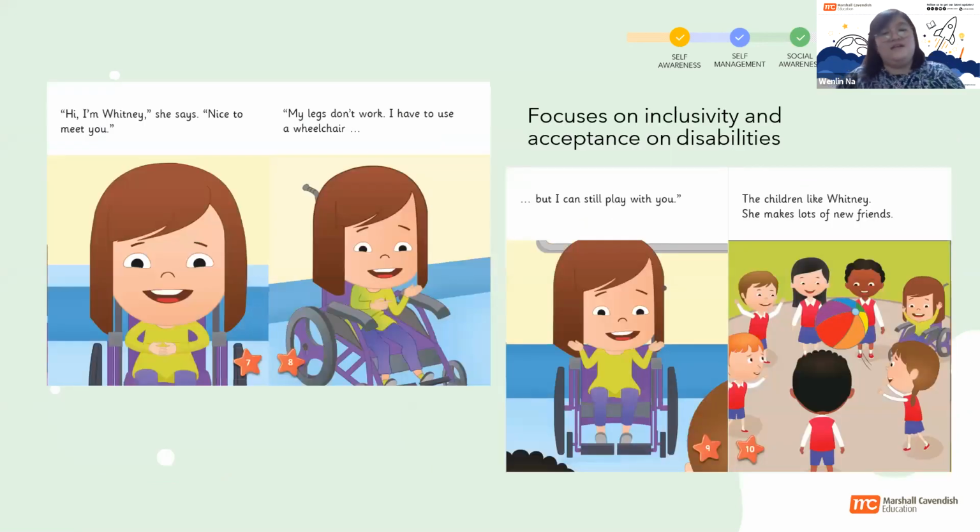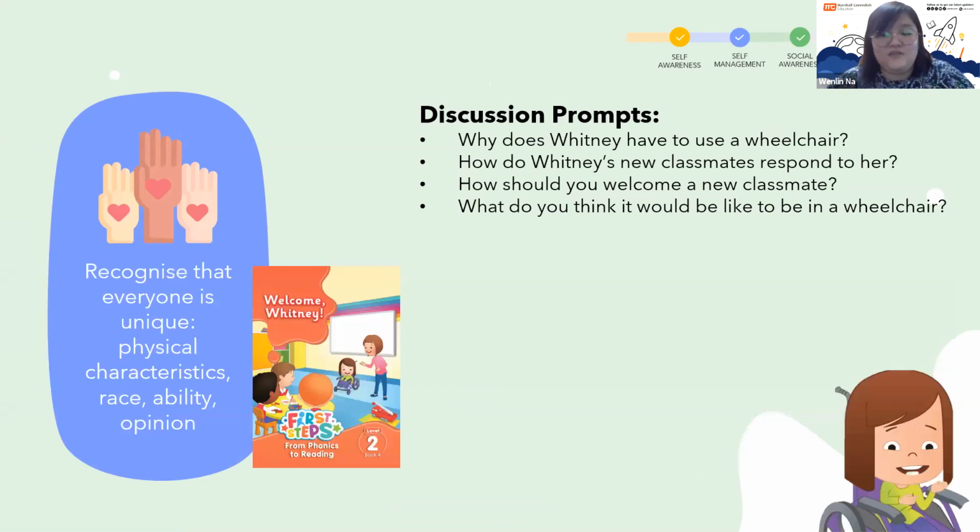This kind of question shows that children actually do notice the differences. However, Whitney is a very positive girl. With Whitney's positivity and acceptance of her disability, for example, she says, my legs don't work, I'm in a wheelchair, but I can still play with you. With such positivity, she managed to make new friends and play together. So again, this is a story that students can learn from when they meet someone with a disability. How should they react to it? All right, so again, after reading the story, you can ask the students some of these questions.